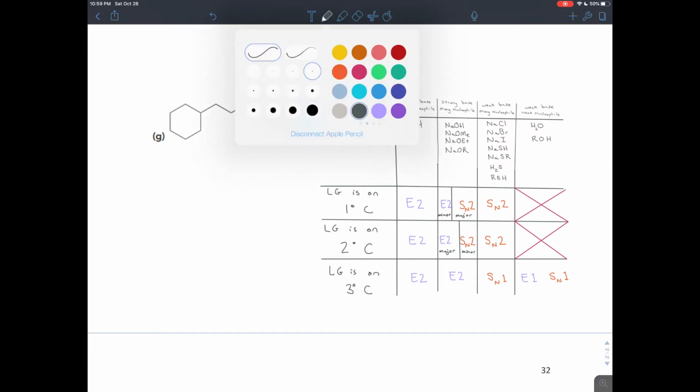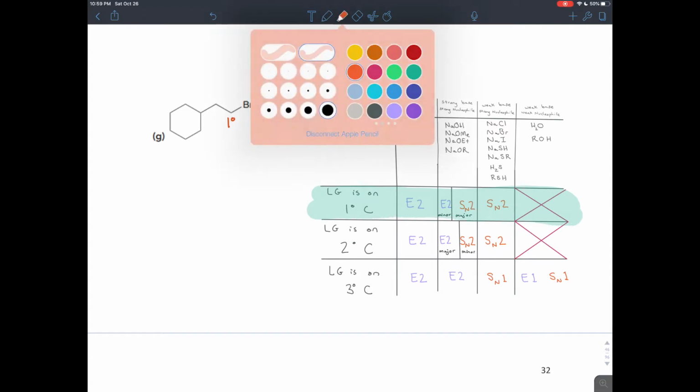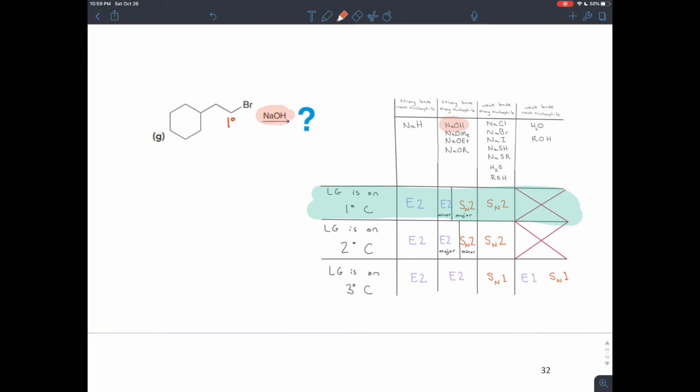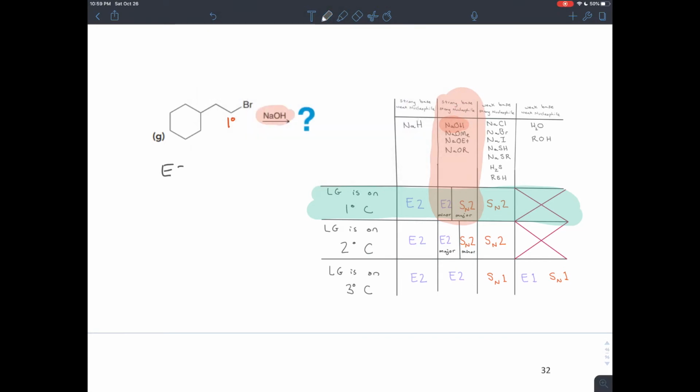Okay, G. So here we look for our leaving group. Our leaving group is on a primary carbon. That carbon is only bonded to one other carbon. So again, we're dealing with this top row. And then we can look at our nucleophile. Our nucleophile is sodium hydroxide. That is a strong base, strong nucleophile. That means that we're going to get both the product from an E2 mechanism, and that will be our minor product, and we'll also get a product from an Sn2 mechanism, and that will be our major product.